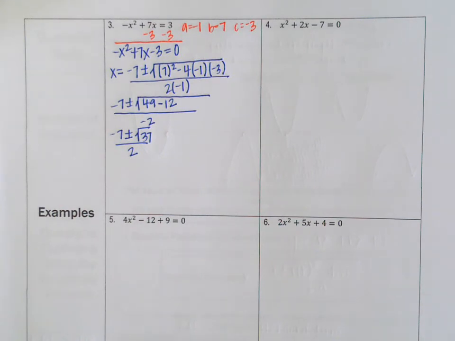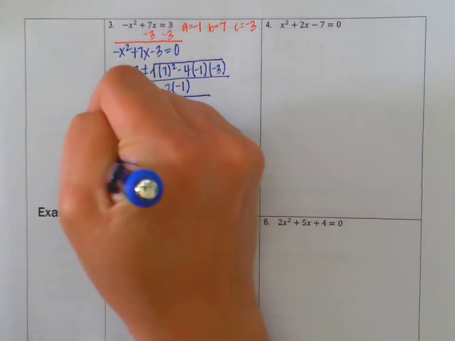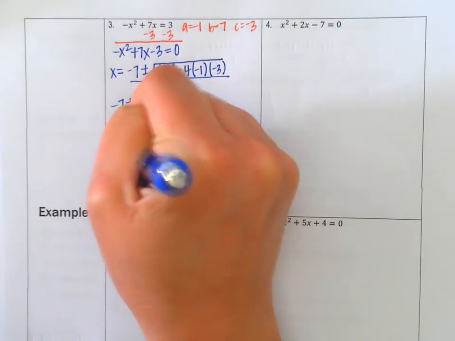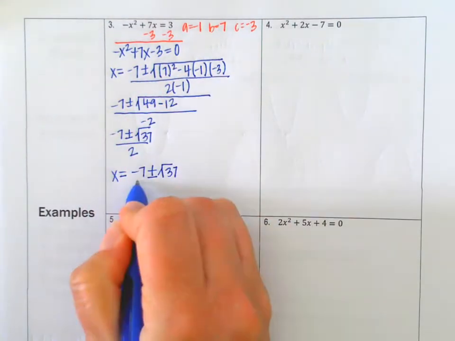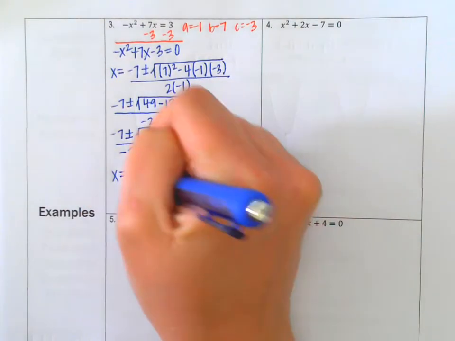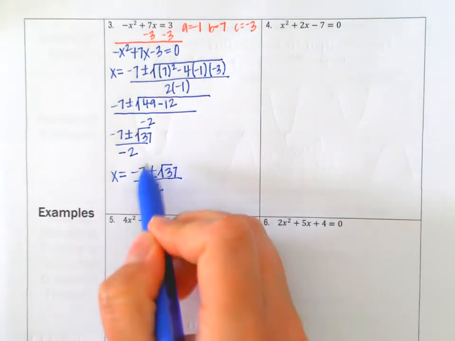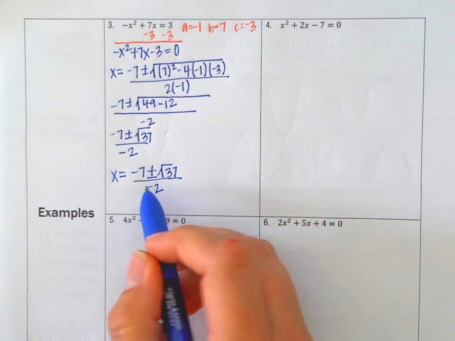So my final answer is just that. This is exactly how I would write it. x equals negative 7 plus or minus rad 37 divided by, I forgot the negative 2, because that negative 2 is in the bottom. And that would be it.